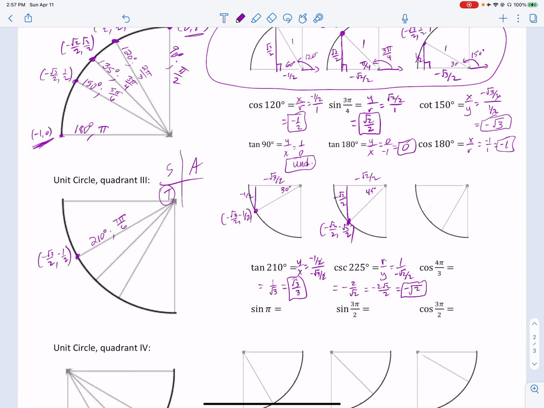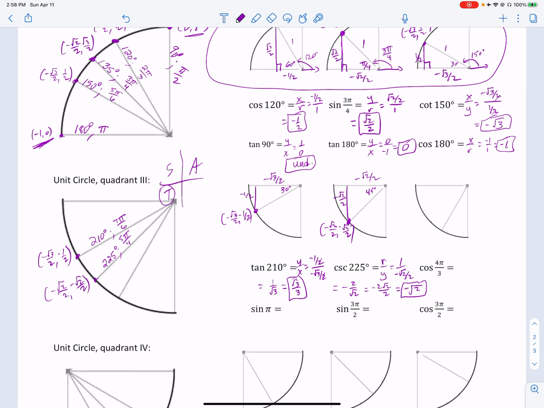So over on the bigger diagram, that's 15 degrees beyond 210. It is 225 degrees. And that's 45 degrees beyond pi, so it is 5 pi/4. And that ordered pair is to the left root 2 over 2 and down root 2 over 2.